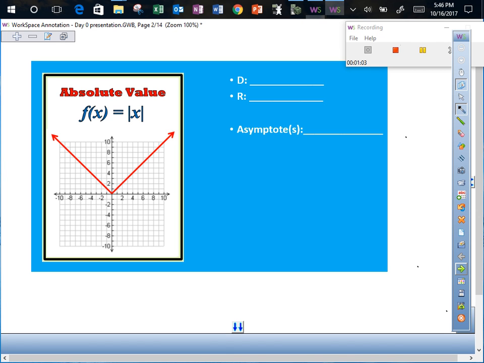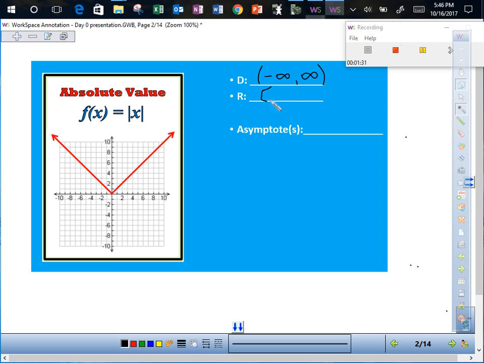Remember, the absolute value function looks like a V. It's a continuous function, meaning you can draw that graph without picking your pencil up. So in this case, our domain is -infinity to infinity. Our range is going to be 0 to infinity. Starts down here at this vertex and then moves up. There's no asymptotes on this one because it's a continuous graph.